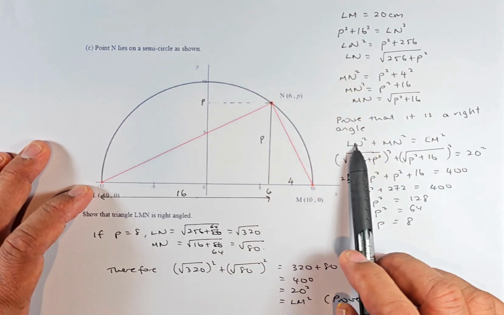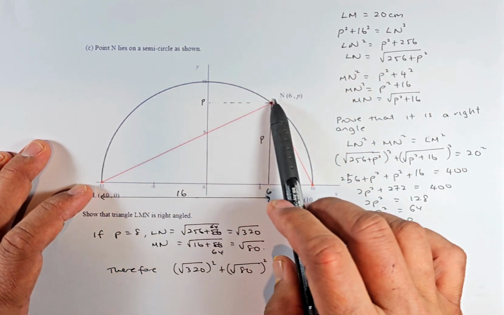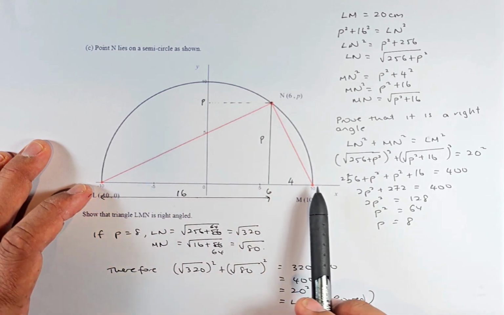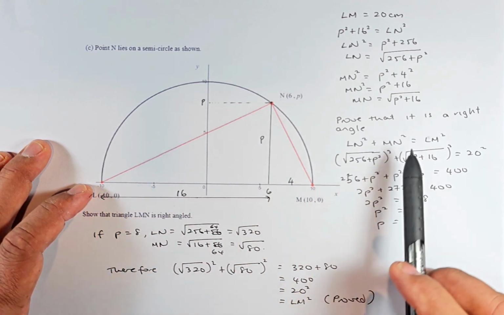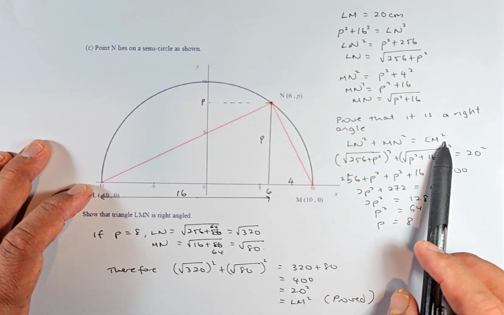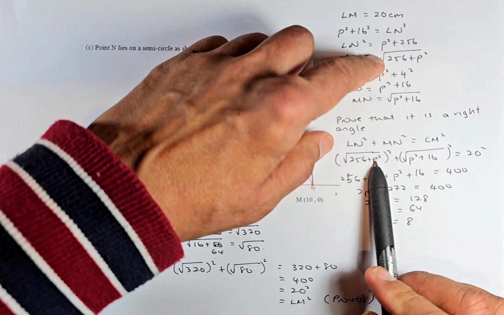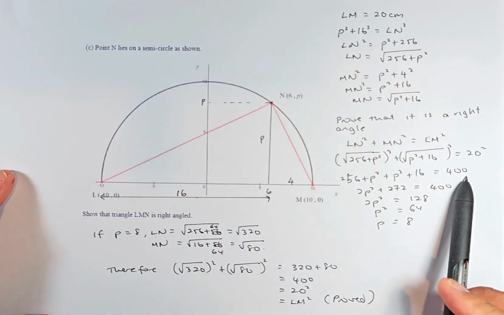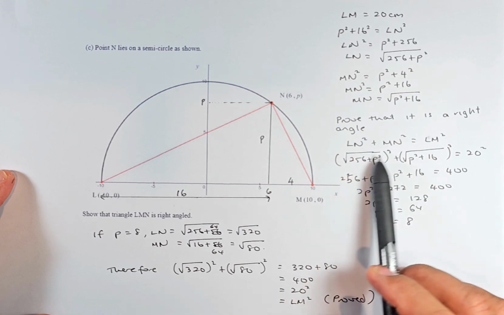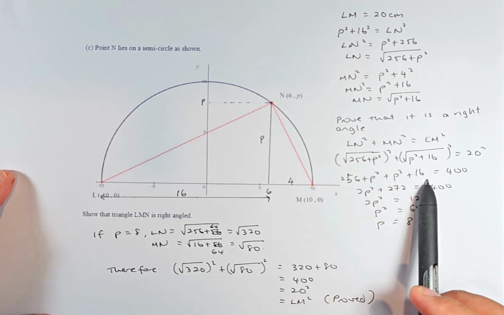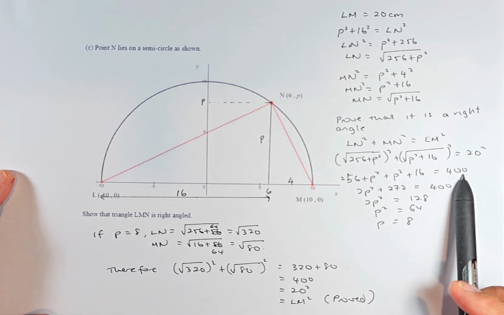To prove that it's a right angle, we know that LN squared plus MN squared must be equal to 20 squared, which is LM squared. So we found that LN was this, MN is this, and it must equal 20 squared or 400. When you square, the square root will disappear. So 256 plus P squared plus P squared plus 16 equals 400. And then the idea now is to solve the value of P.